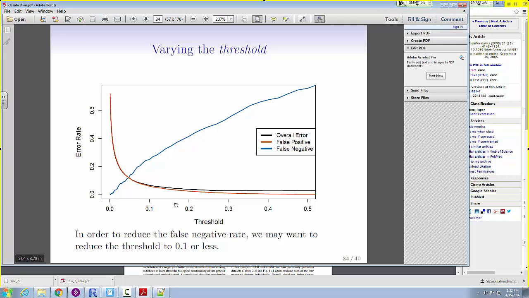This is the converse to raising it, I think. Basically, we're changing how extreme the probability has to be. It doesn't have to just be assigned to the group that's most likely. How much more likely does it need to be? And it turns out that, right here, if the estimated probability is 0.1, I still have a pretty low overall error rate, and the false negative rate has been dropped by like 50%, or by 50 percentage points. So it's a lot smaller.